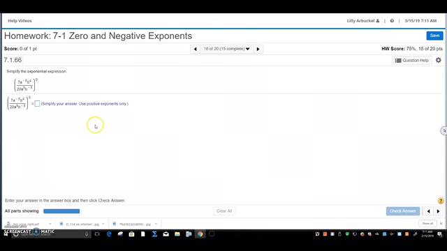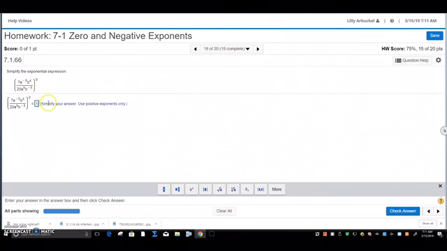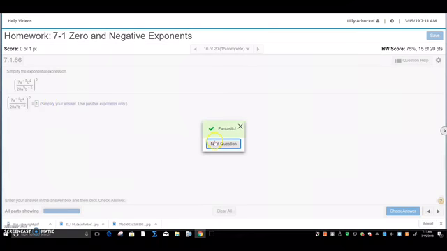Number 16. Simplify the exponential expression. Notice how all of this is being raised to the 0 exponent. That means that entire answer just becomes 1. And your answer is 1 for number 16.